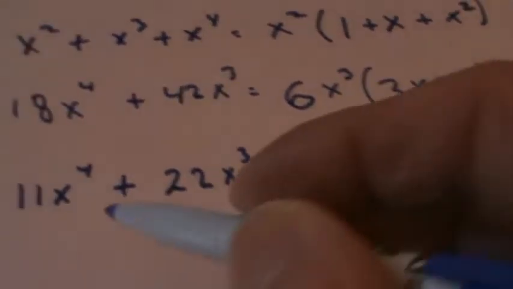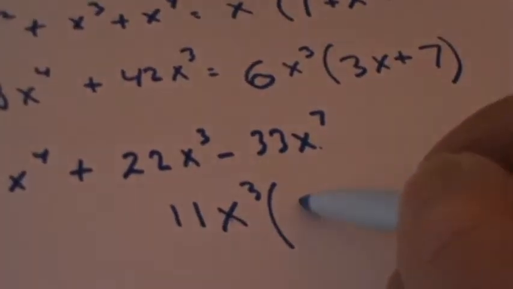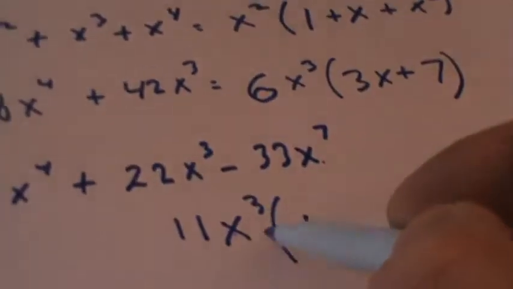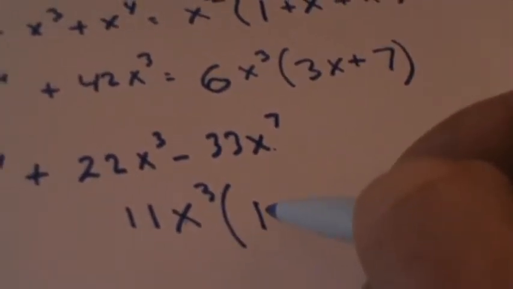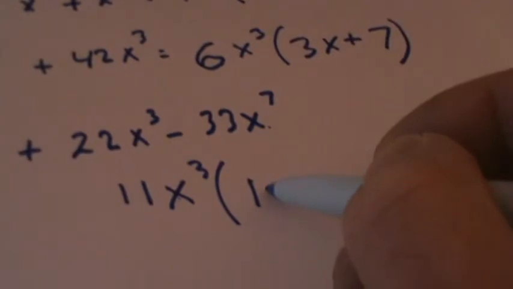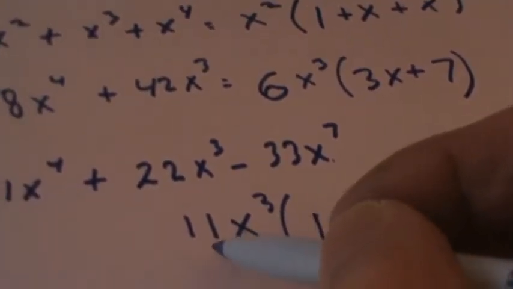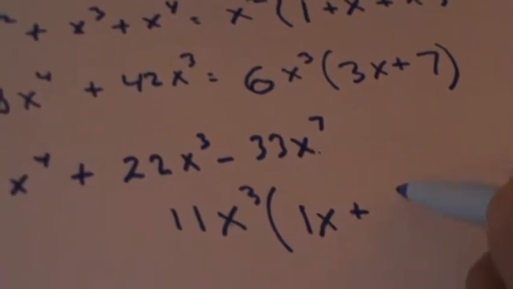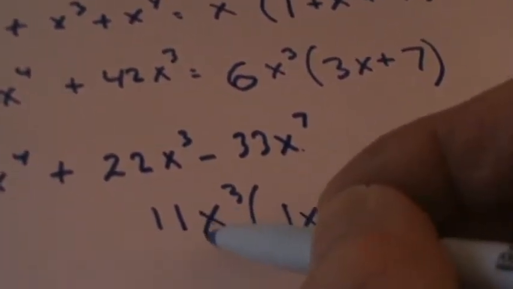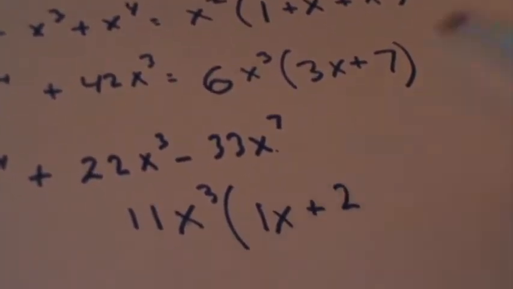So now, 11 times what gives you 11? That turns out to be 1. x to the third times what gives you x to the fourth? That will actually be x to the first. Plus, 11 times what gives you 22? That will be 2. x to the third times what gives you x to the third? 1.